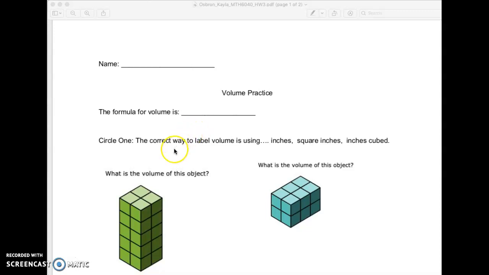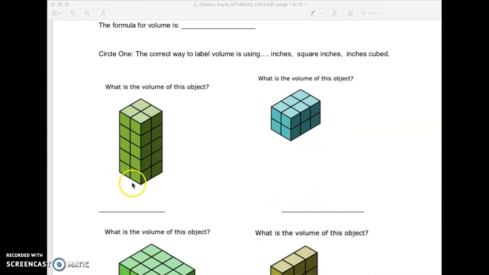I also want them to remember the proper way to label volume. This is something that students seem to struggle with. When do I just put inches or square inches or inches cubed? So I just want them to remember from the video that we are looking for inches cubed or centimeters cubed. Cubed is the correct label for determining volume of a prism.